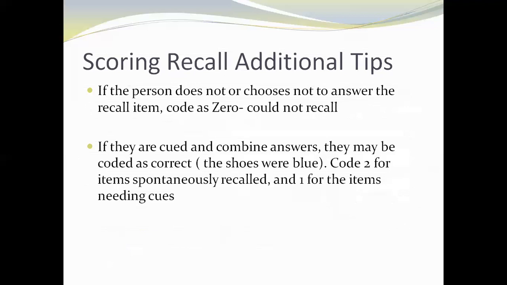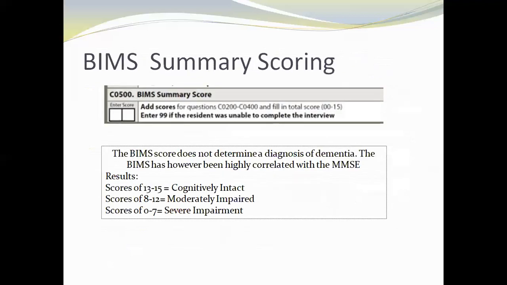So if they need the cue color and they say the shoes are blue, they're scored a 2 and a 1 respectively. 2 because they spontaneously recalled shoes, 1 because they received a cue for the color. This is again where it can get tricky sometimes, and I think this is where we sometimes get some inaccurate scoring. But when we look for the summary, we're going to add the scores for C200 through C400 and fill in the total from 0 to 15.